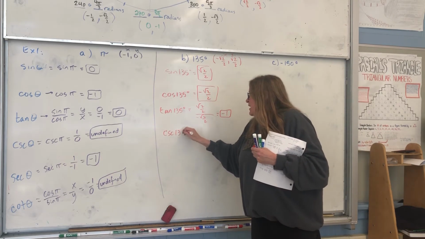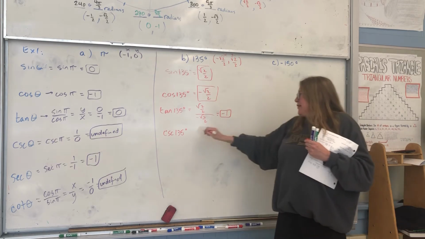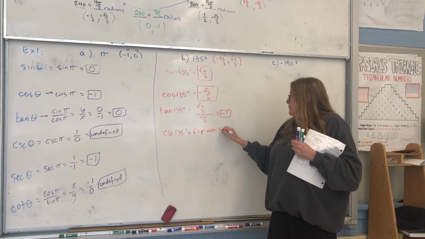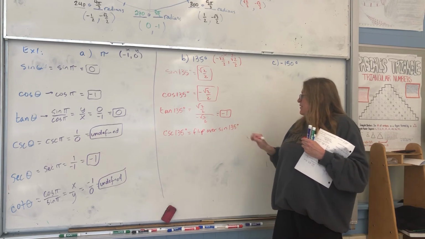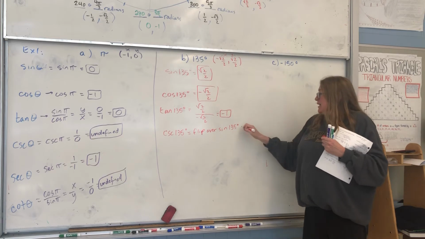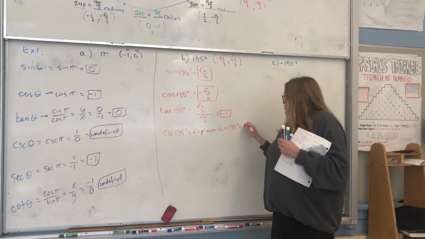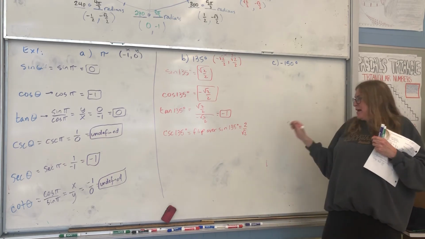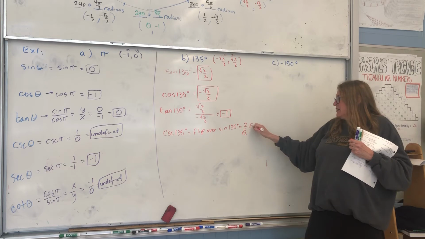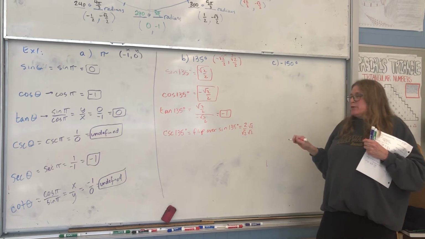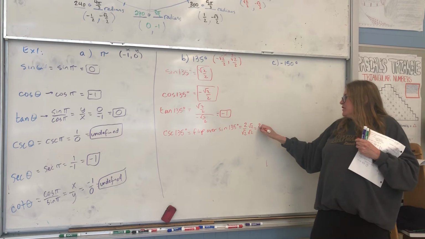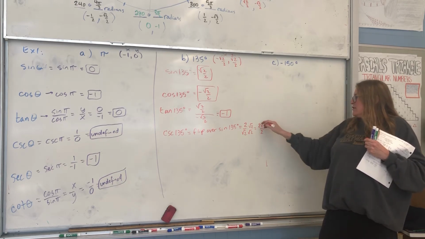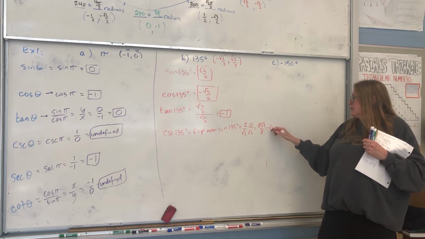Cosecant of 135, I'm going to flip over sine. So what happens if I flip over sine? Well, that becomes 2 over root 2. Right? But we can't have that. We have to get rid of that root on the bottom. So I got to multiply by root 2 over root 2. And that gives me 2 root 2 over 2. And what's that equal to, guys? Well, the 2's cancel, and I'm just left with root 2.